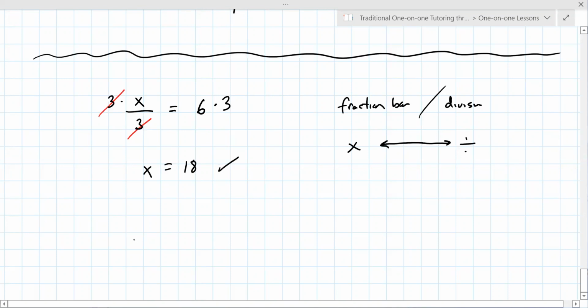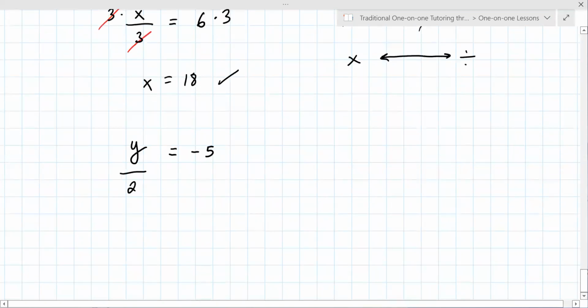Okay, so let's look at another one here. Let's say it's y over 2 equals -5. What do you multiply both sides of the equation by? 2. 2. You always look at the side with the variable on it. So it's 2 times y, and the 2s cancel out. Now, what do you have on the right? You have 2 times -5. Oh, -10. Yes.